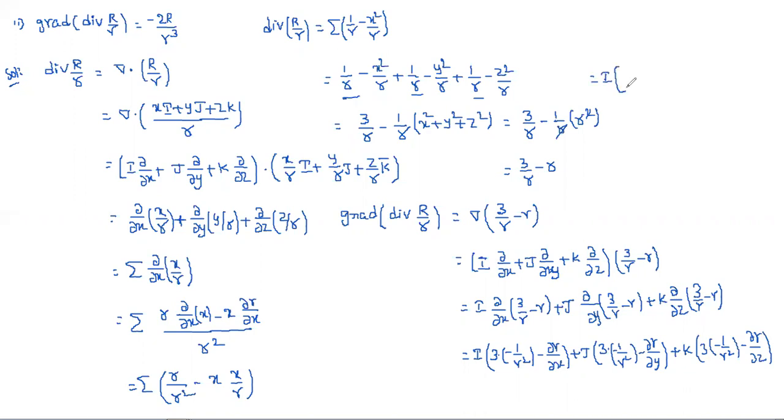So this is equal to simply, what we'll get: i into minus 3 by r square, and ∂r/∂x is nothing but what? x by r, right? x by r. And next plus j into minus 3 by r square, minus y by r, plus k into here also the same thing, minus 3 by r square, and minus this is z by r.